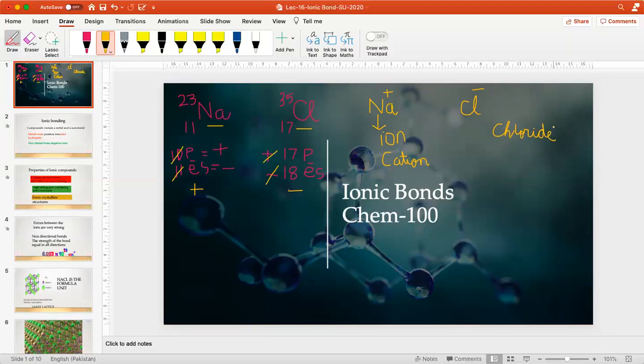Okay, chloride ion. Since it is a negatively charged ion, so we call it anion.